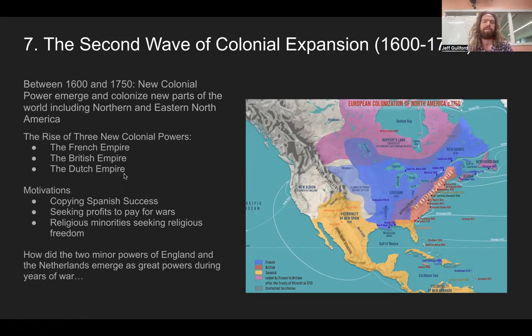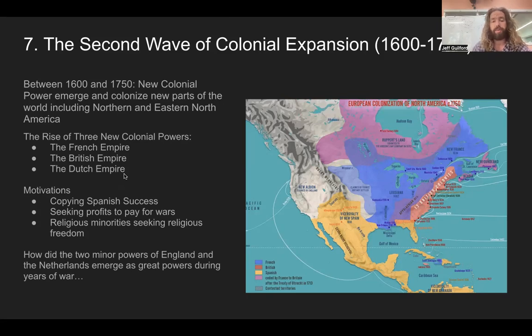The Spanish were able to dominate Europe for about 150 years because of all the money they got from their empire. And the British and the French and the Dutch want to do the same. Second, these guys are all fighting major wars. And so they need to find ways to pay for these wars and to pay for their massive armies. Colonies are a good way to do that.